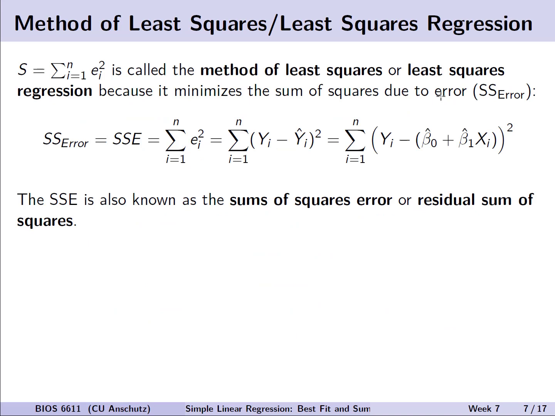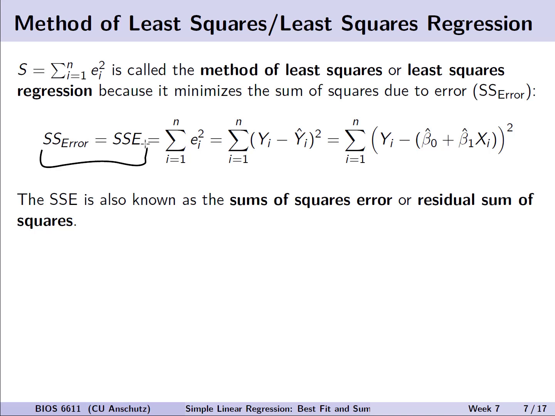So let's dig a little more into this method of least squares, also known as least squares regression or ordinary least squares regression. The reason it has this name is because we're ultimately trying to minimize the sums of squares due to the error. And so we see here a few things to note.